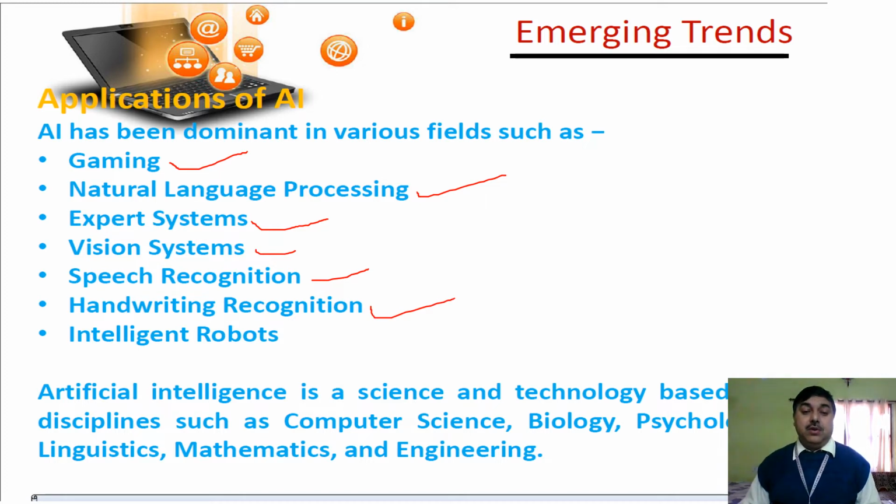And last but not least, intelligent robots, which are going to do different types of work. In computer science, in biology, in psychology, in mathematics, in engineering, in chemistry, we can find it. Artificial intelligence, basically in the field of science, in biology, psychology, chemistry, physics, mathematics and engineering, we find that artificial intelligence has been used on a huge scale.